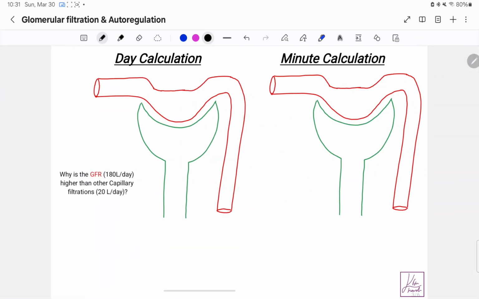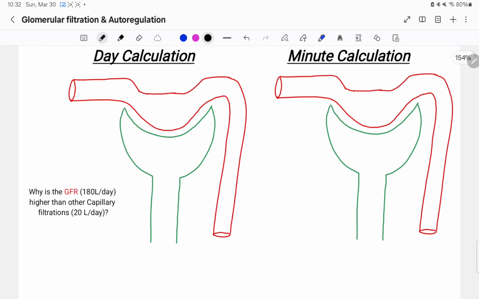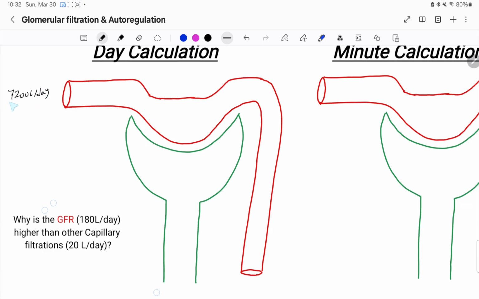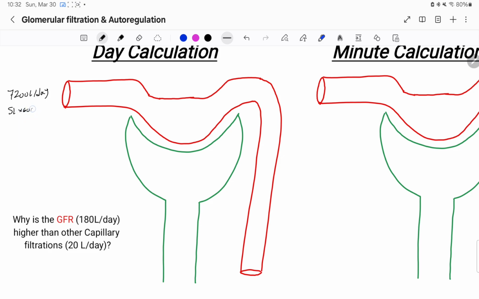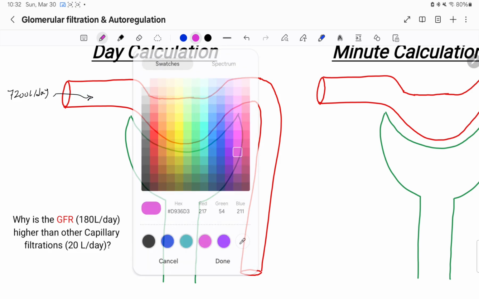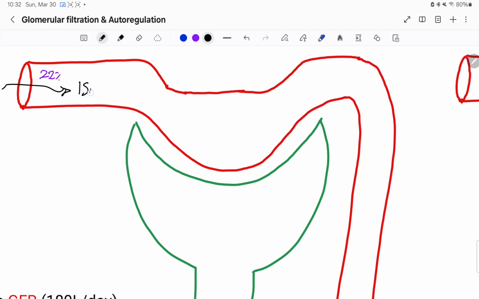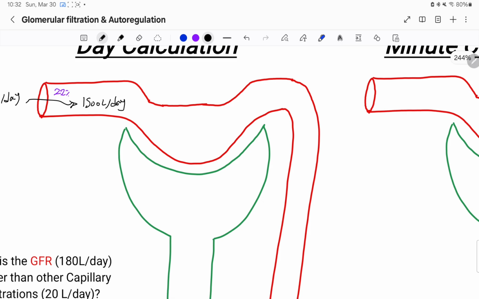So now, let's talk about the glomerular filtration rate and how we actually calculate it. There is a liters per day calculation, and of course there's a milliliters per minute calculation. So let's go through that. As I told you in my capillary filtration video, we have about 7,200 liters per day of fluid going through the system. We got this number by taking 5 liters per minute, multiplying by 60 minutes, and multiplying that by 24 hours. Now, of that 7,200 liters per day, the kidney's blood flow is about 22%, which means it's getting about 1,500 liters of blood per day.